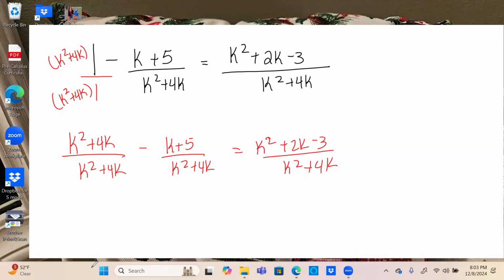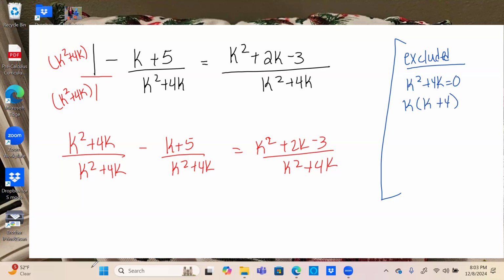We do have to think about the excluded values, so we could go ahead and find those. So I'm just going to come to the side here. We know we can't divide by 0, right? So excluded values, if we had k squared plus 4k equaling 0, we could factor a k, leaving k plus 4. So k could be 0, and then this one, k, would be -4. So our excluded values are k cannot be 0 and -4. So if we get that for an answer, it's a no-go. Anything else would be fine.